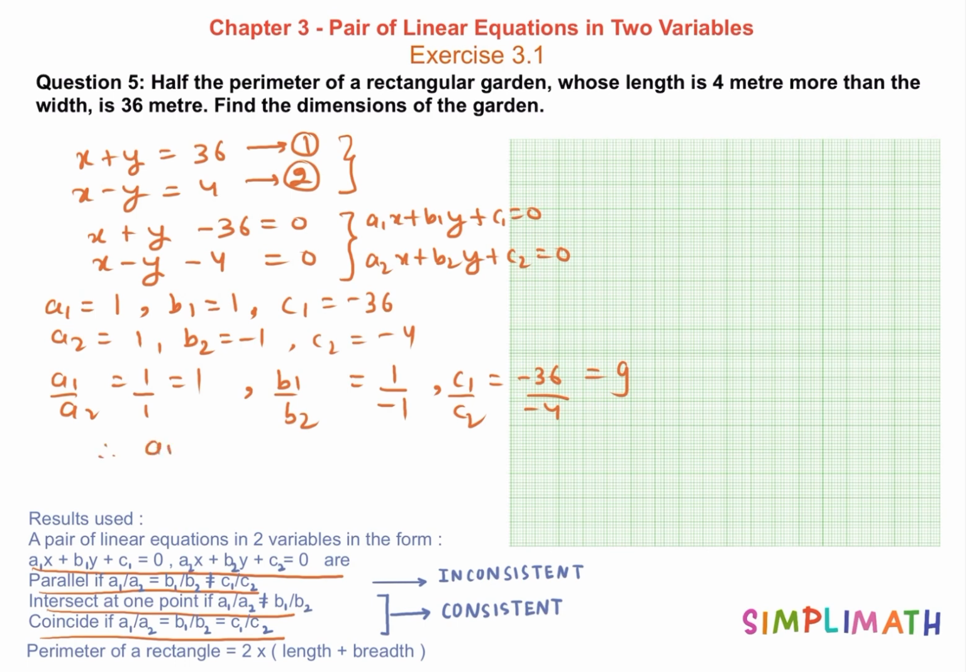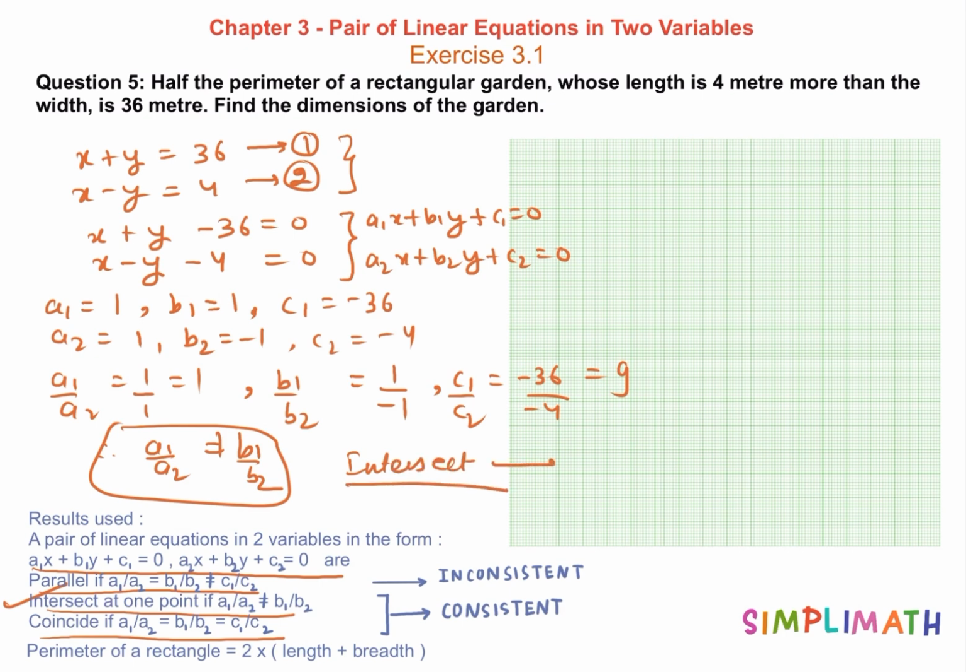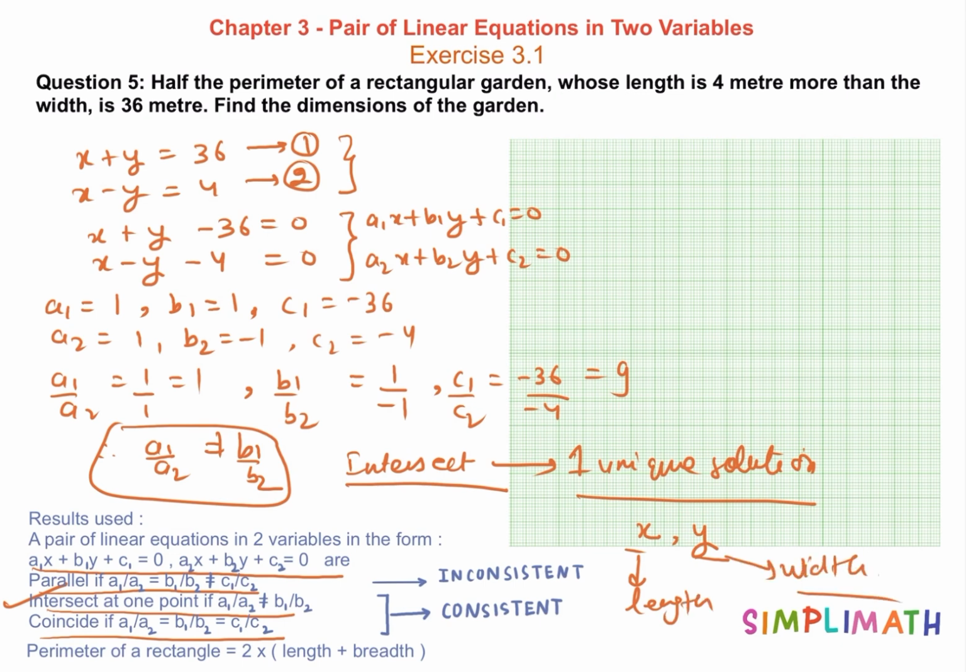So we can say that a1 by a2 is not equal to b1 by b2. So from here, we can say that the lines intersect at one point, and intersecting at one point means there is one unique solution. Now we have to find that solution. If we find that solution on the graph, we get the x coordinate and the y coordinate, and x and y are nothing but the length and the width of the rectangle.